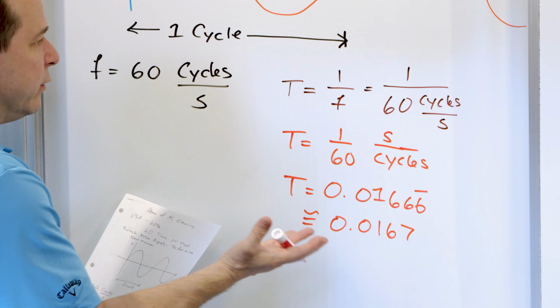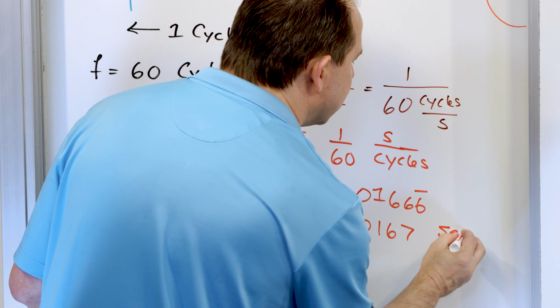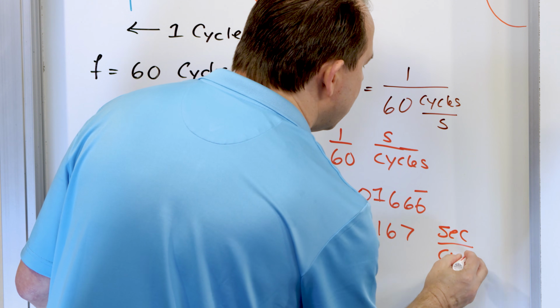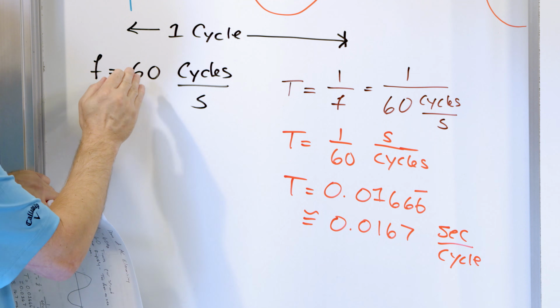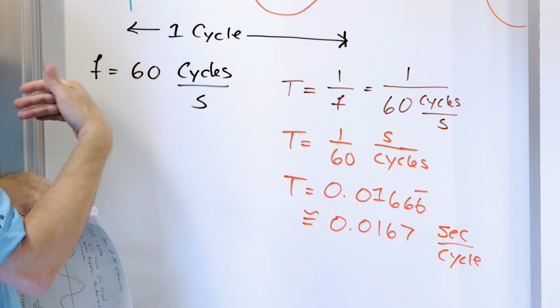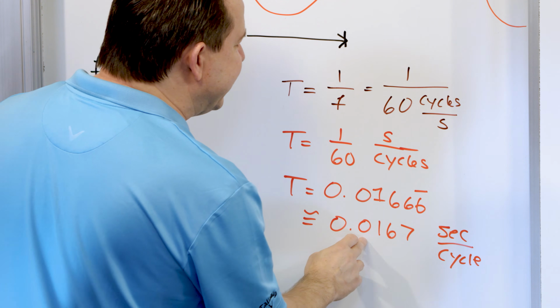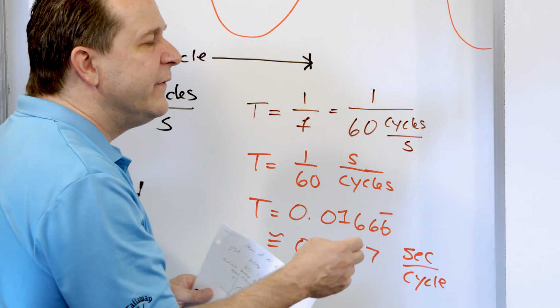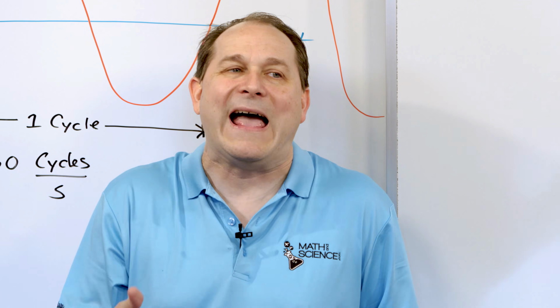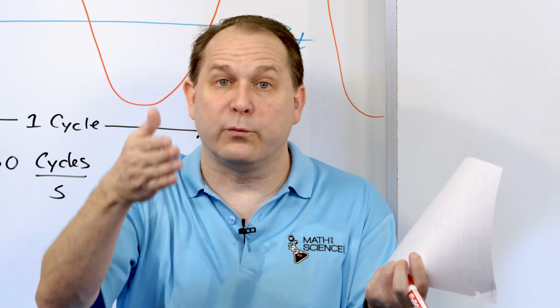And what is the unit here? It's seconds per cycle. So what we're basically saying is that the frequency is 60 cycles every single second, but another way to represent that is 0.0167 seconds occur for every cycle. So the period is expressed in seconds. It's how long it takes for the thing to repeat.